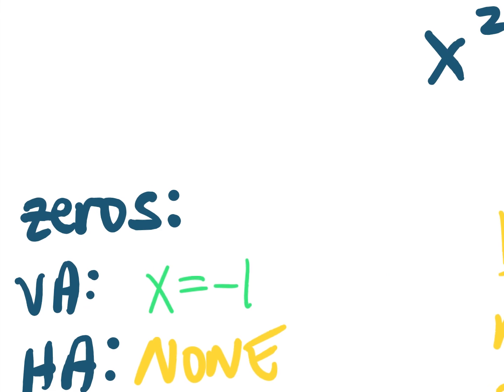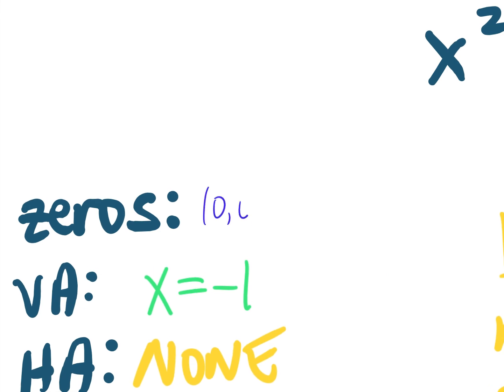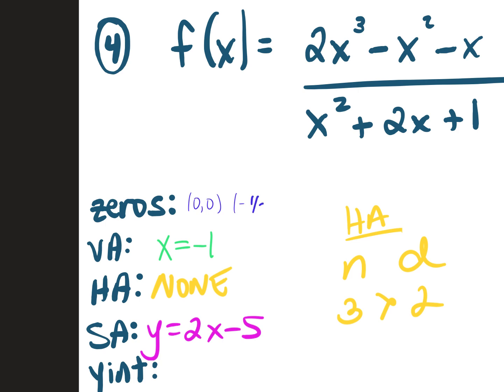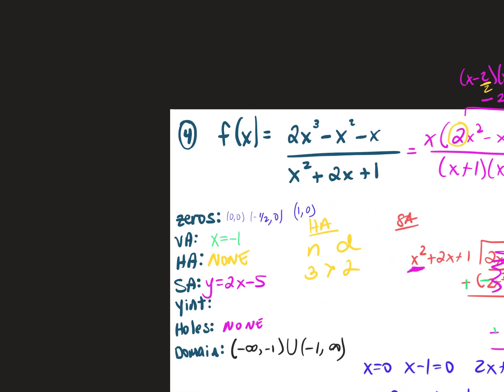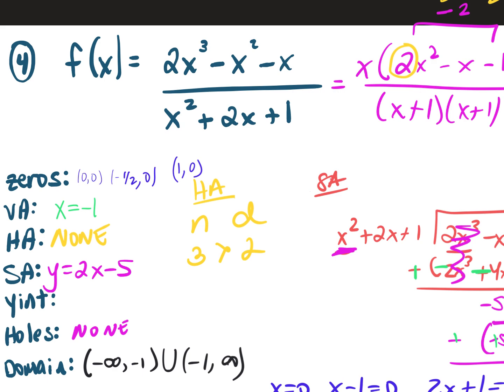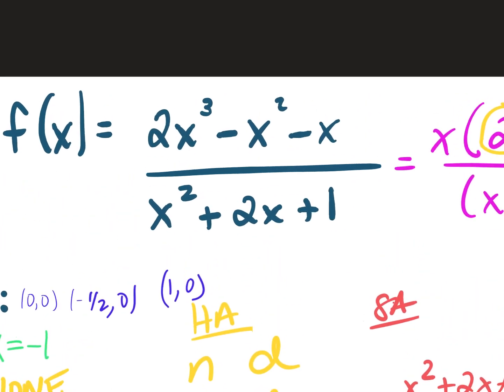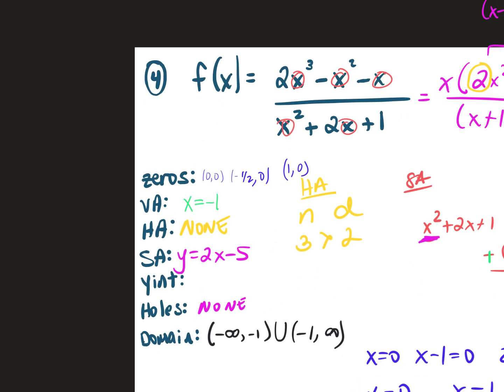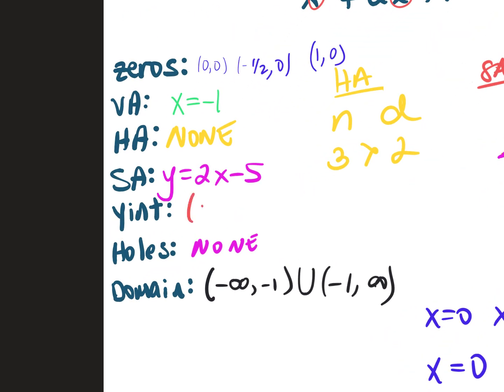I'm going to write them as ordered pairs. So 0, 0, negative 1/2, 0, and 1, 0, correct? Are my signs right? Yeah. And then how do you find your y-intercepts? You plug in 0. So guys, watch. If I plug in 0 here, and here, and here, what do I get? 0. So you have a y-intercept at 0, 0.